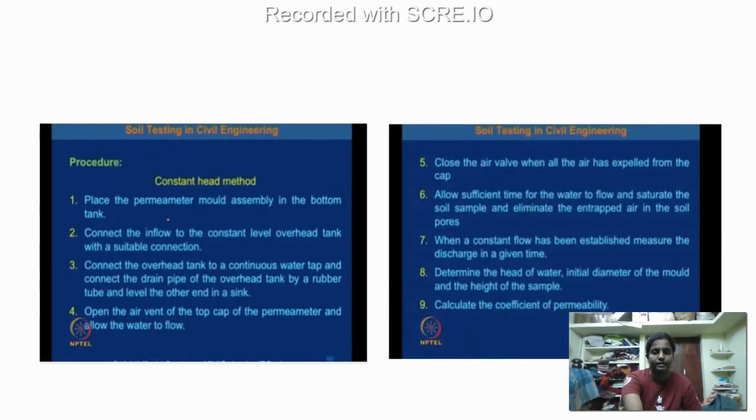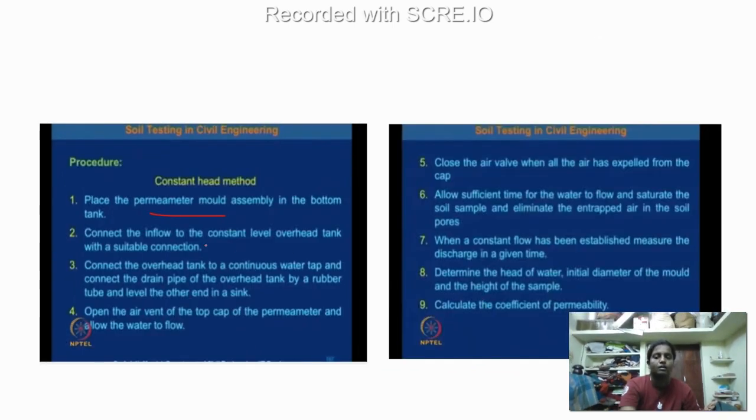Place the permeameter mold assembly at the bottom of the tank. You have to attain a steady flow. Once you open the outlet of the mold, you shouldn't start your test immediately. You have to allow some time for water to flow through the soil, and it should attain a constant flow condition. That will take a short time. Then you start your test.